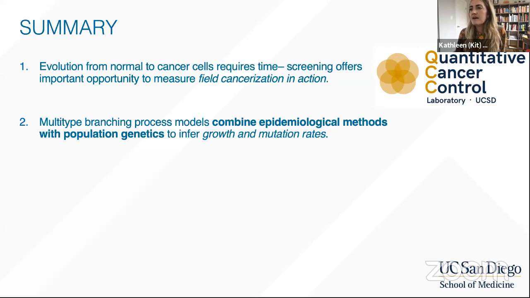And the way we did this in the talk today was using these multi-type branching process models to use standard epidemiological methods, so computing things like hazard functions, and combining that with what is happening under the hood in the tumor evolutionary process of population genetics to infer these growth and mutation rates. There's lots of modeling work to be done here for anyone who's interested, and there are new models incorporating more allele-specific types of mutations, and a lot of growth to be done in this area of mathematics, I believe.